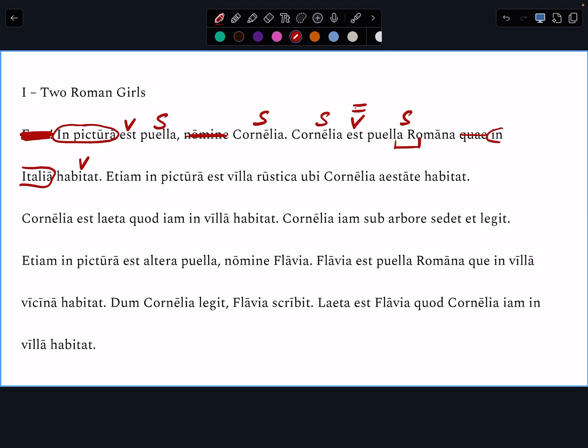You guys feeling all right about this? I think in your tables, can you try and mark up this sentence for me? From etiam to habitat. Ask each other for help or work together, but always find the verb first.